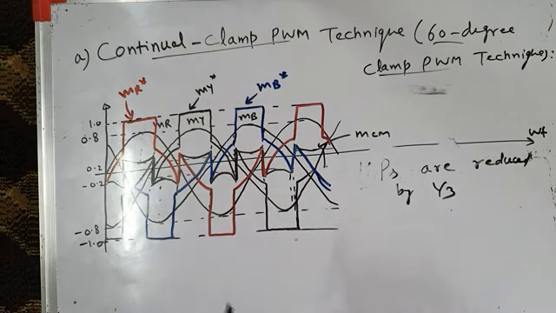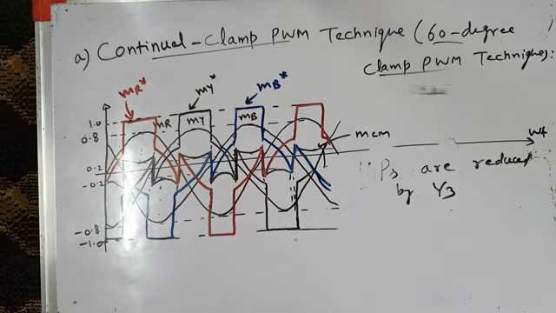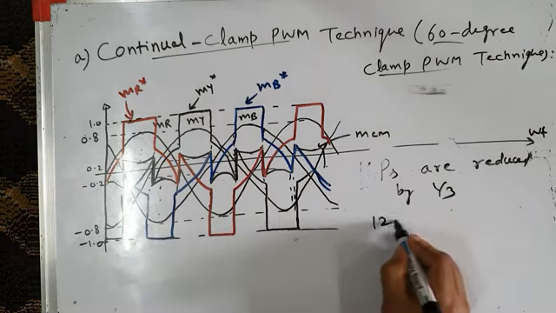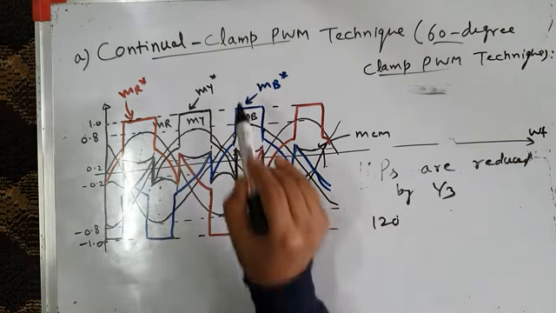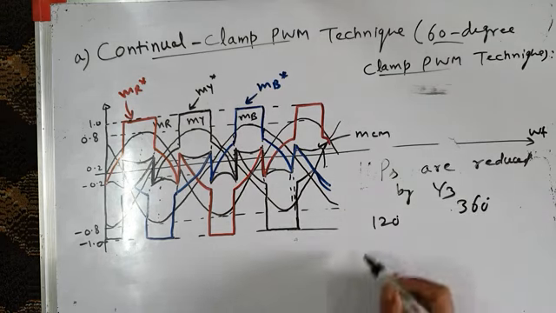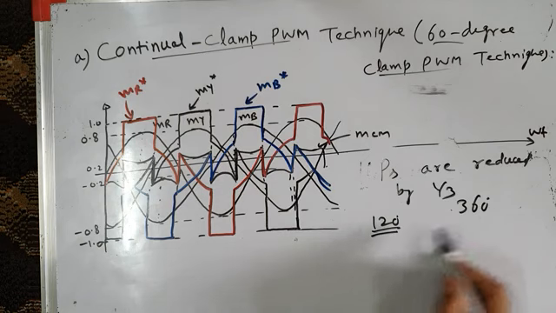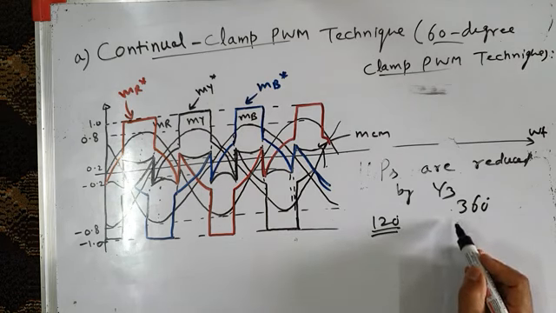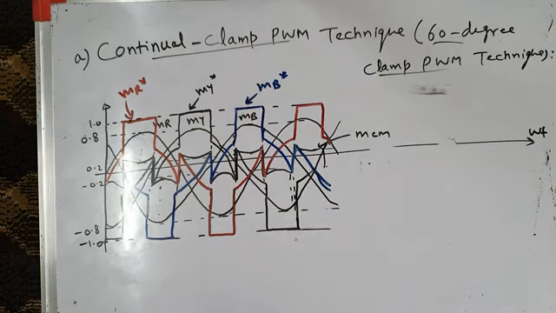Why by 1/3? Because each phase leg is clamped to positive DC bus or negative DC bus, and it is not switching for 120 degrees, like 60 plus 60, 120 degrees. Similarly, phase leg Y, 60 plus 60, 120 degrees. Phase leg B, 60 plus 60, 120 degrees. In a cycle of 360 degrees, each phase leg is not switching for 120 degrees. That means the switching power losses in each phase leg are reduced by 1/3. And it results in equal loading of all the devices.